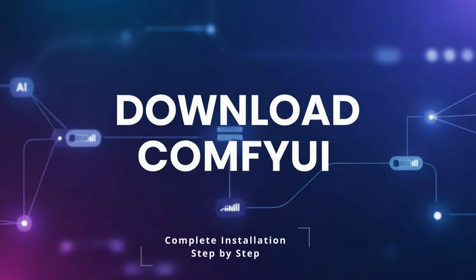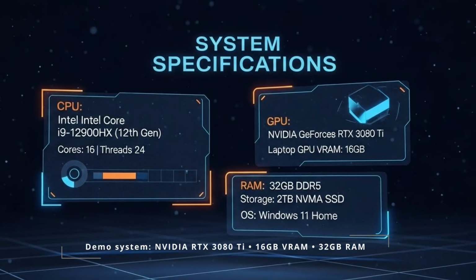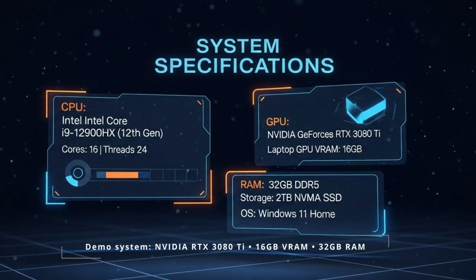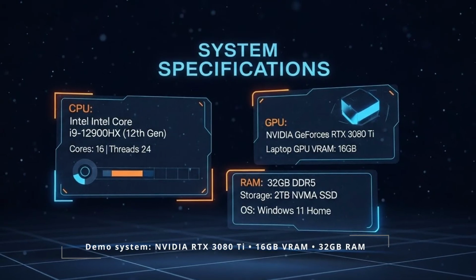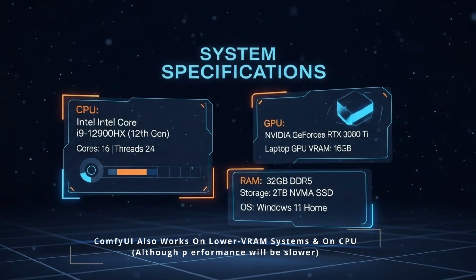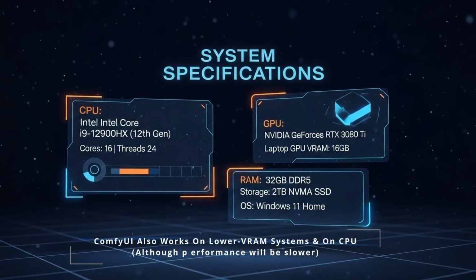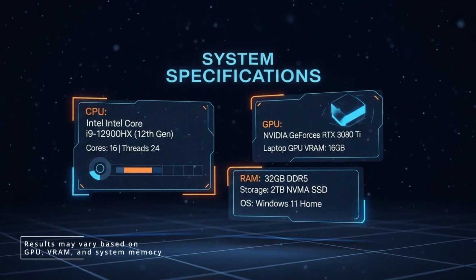In this section, I'll show you how to download and install ComfyUI step by step. I'm using an NVIDIA RTX 3080 Ti with 16 GB of VRAM and 32 GB of system RAM for this demo. You don't need this exact setup to follow along. ComfyUI also works on systems with lower VRAM and can even run on the CPU, although the performance will be slower. Now let's get started.